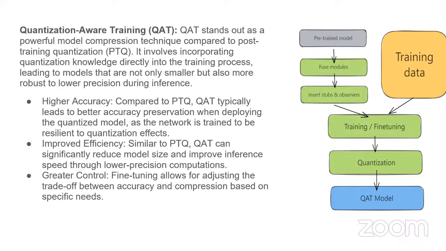Then there is improved efficiency. Similar to PTQ, QAT reduces the model size and speeds up inference through low precision computations, but often with even better performance outcomes. Then there is greater control. With QAT, we can fine-tune the model, balancing accuracy and compression to meet the specific deployment needs.